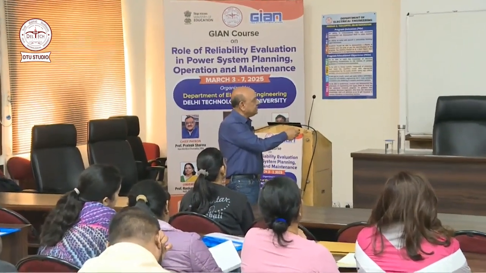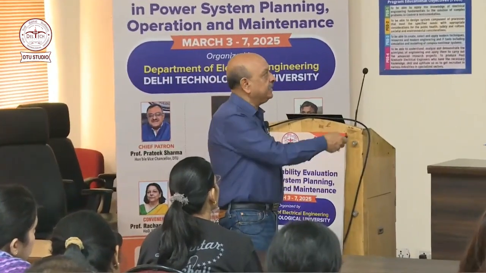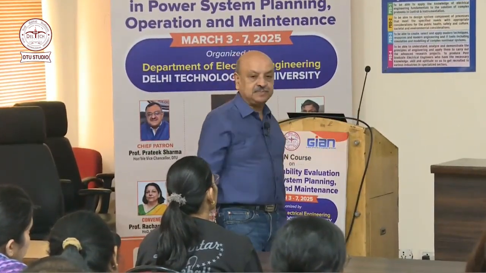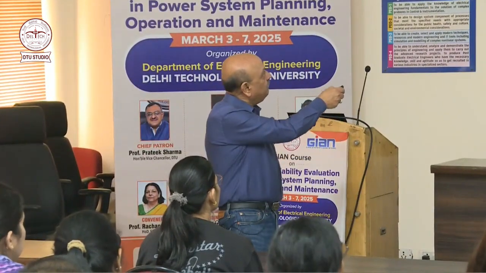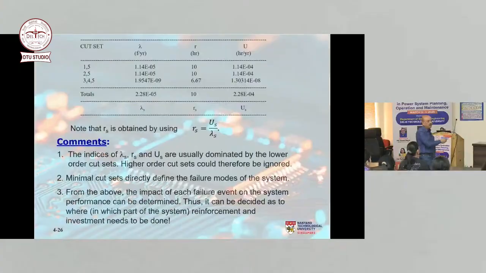Then minimal cut sets, we know already by now, they define the failure modes of the system. We know how the system will fail. If components 1 and 5 fail, system fails. If components 2 and 5 fail, system fails. From this discussion, we know that the impact of each failure event can be determined, and therefore we can decide where we want to reinforce the network.